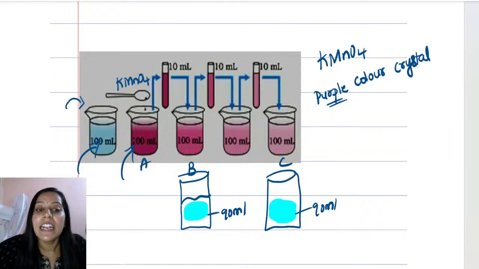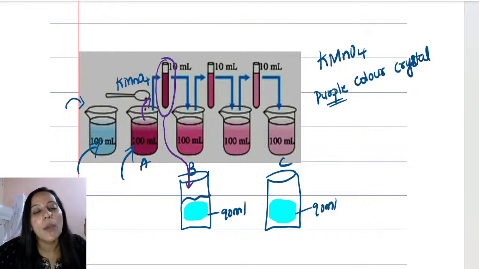I will collect 10 ml of solution from beaker A, that is a dark pink color solution, and after taking this 10 ml, I am adding it to my beaker B. Okay, how much amount have I taken? I have taken only 10 ml. I am adding it to beaker B, which is containing 90 ml of water.